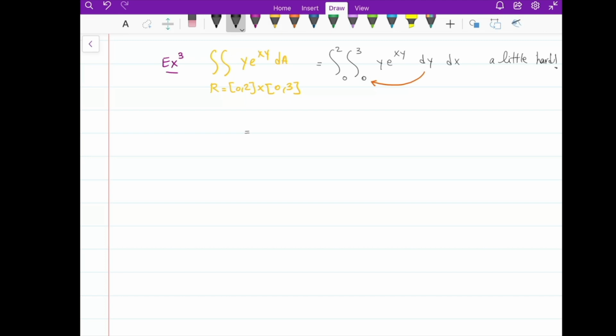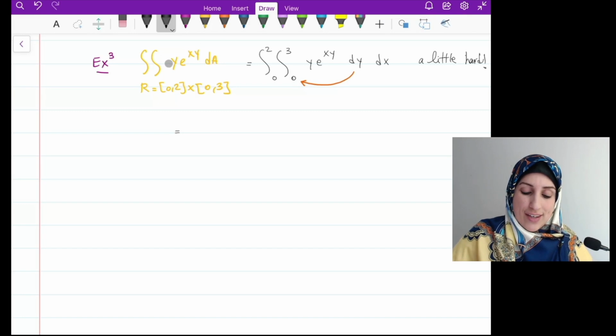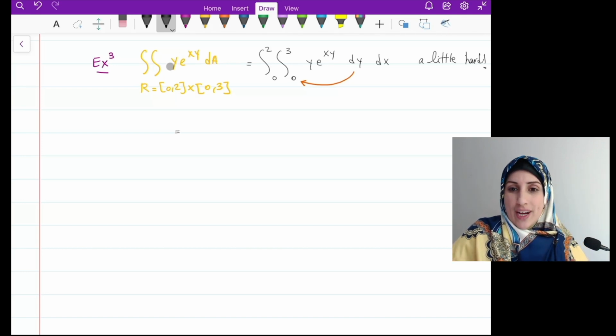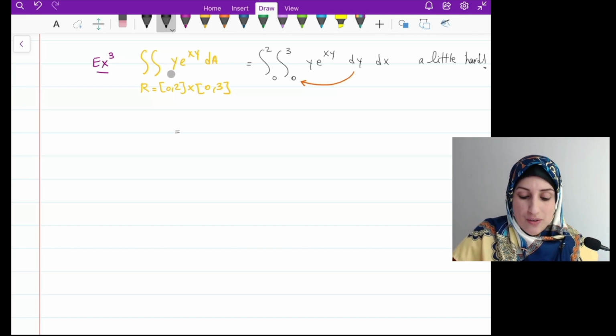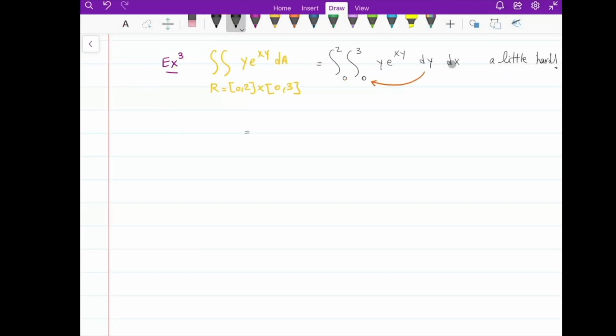Am I allowed to do that? By Fubini's theorem, yes. It's because I have a continuous function in here, which is just a polynomial y, and then I have an exponential function, which is continuous, and then I have the product of two continuous functions. So when our integrand is continuous, by Fubini's theorem, we are allowed to change the order of integration over rectangles. So I can change the bounds.